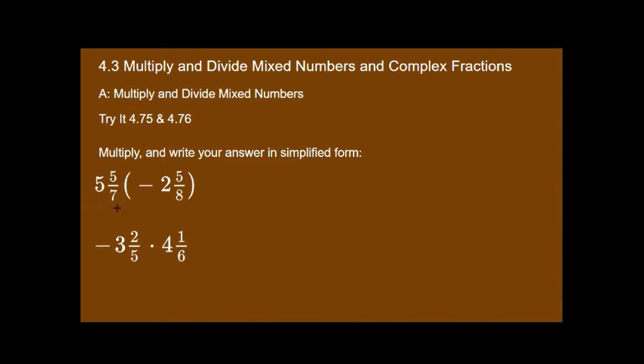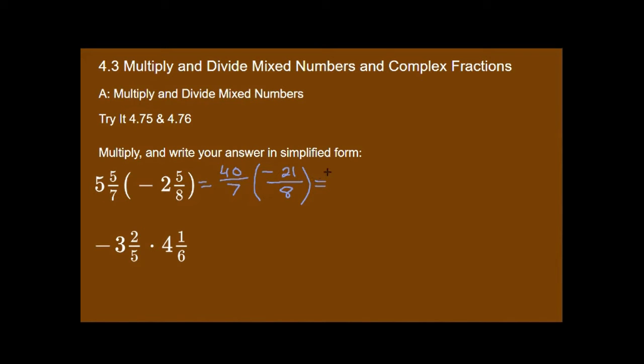The first one, 5 and 5/7 times negative 2 and 5/8. Go ahead and put them both into improper fractions. 7 times 5 is 35, and we're going to add 5 to that. So 35 plus 5 is 40, and it keeps the same denominator, 7ths. And we're going to multiply times negative 8 times 2 is 16, plus 5 is 21, and it keeps the same denominator, 8.